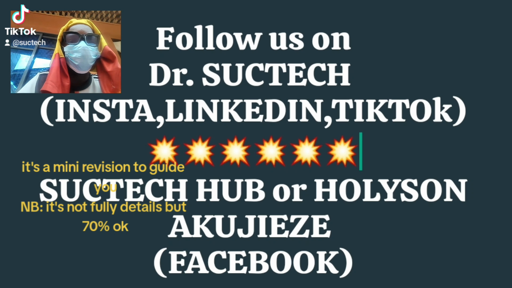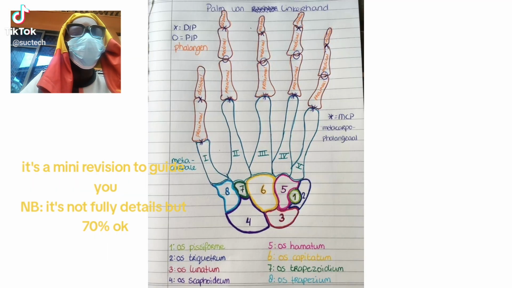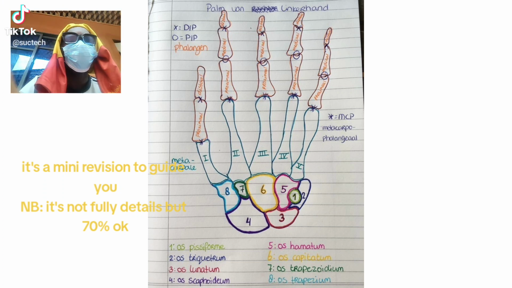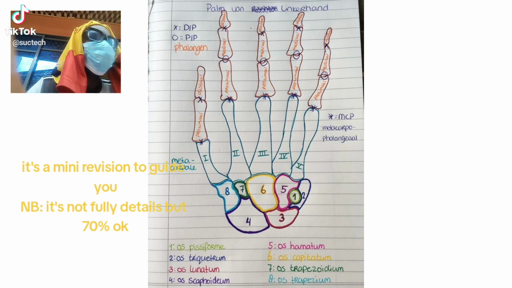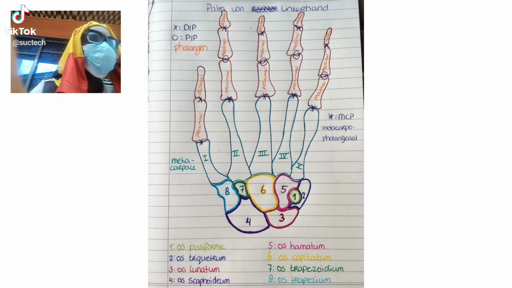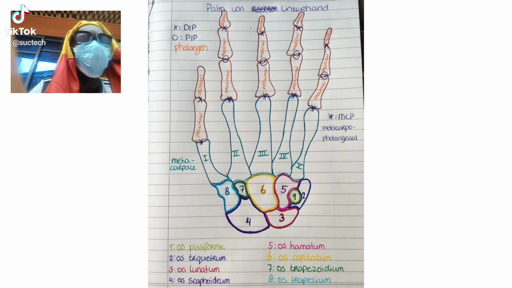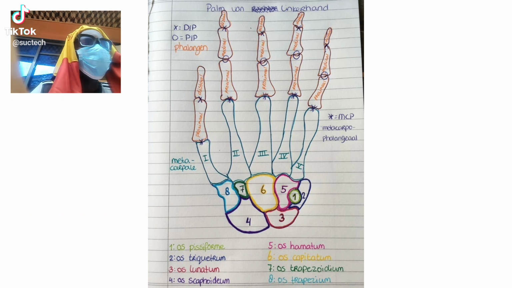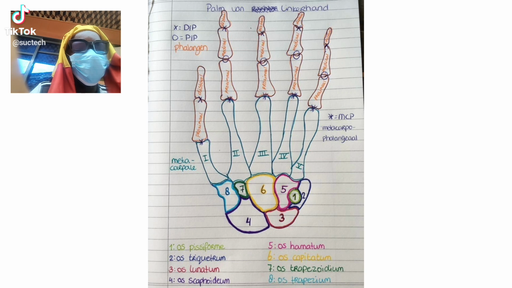So let's go in. Now this is the hand. Questions don't come here like that. You just have to know a few ones, because it's just a mini revision, not like you have everything, just a revision. But they'll ask you to know the bones, like list the bones that are shown there.